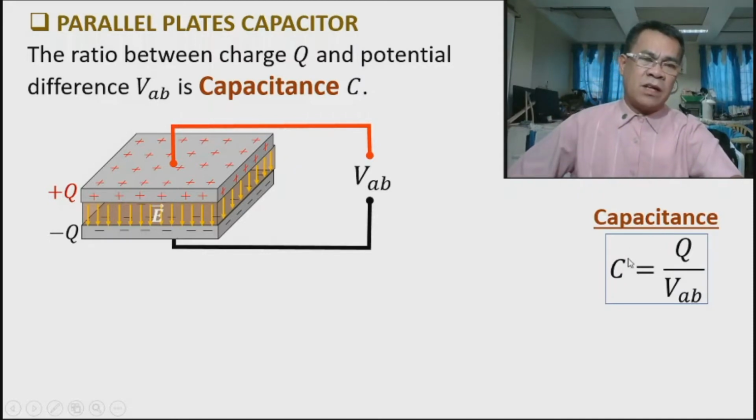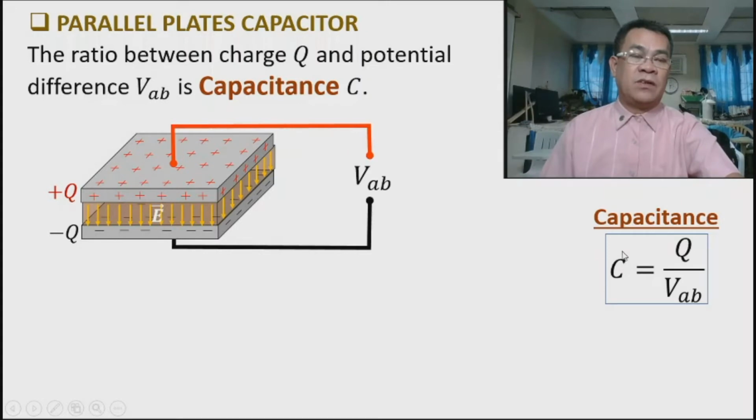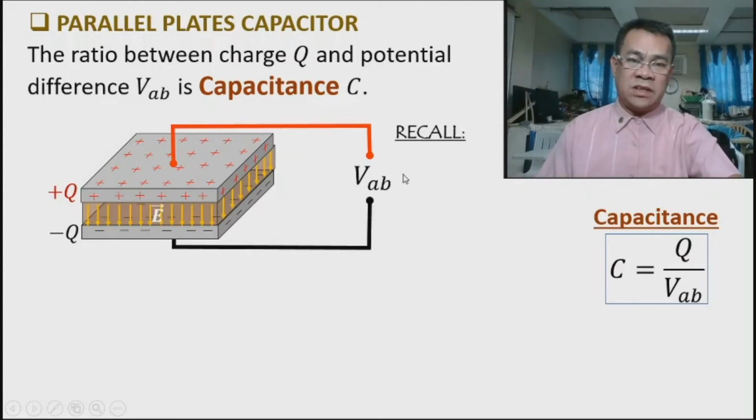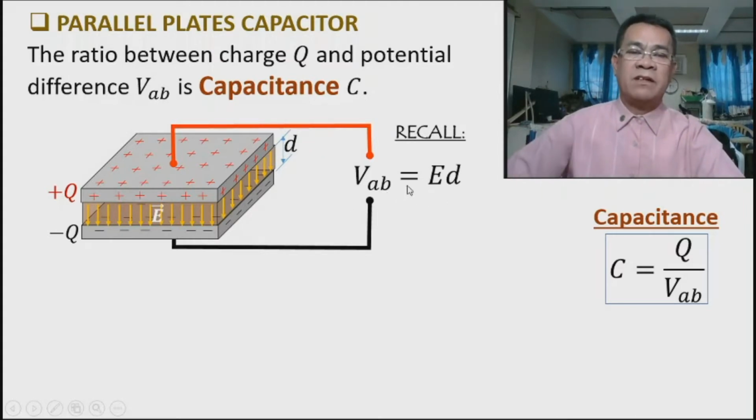So the question is, how much is the capacitance value of parallel plates? What are the parameters required for calculating the capacitance? Okay. So first, we will recall that the potential difference of the parallel plates in our previous video is just equal to the product of the electric field, which is constant, times d, where d is the distance between plates. So if you multiply the electric field with the distance between the plates, the result is the potential difference.